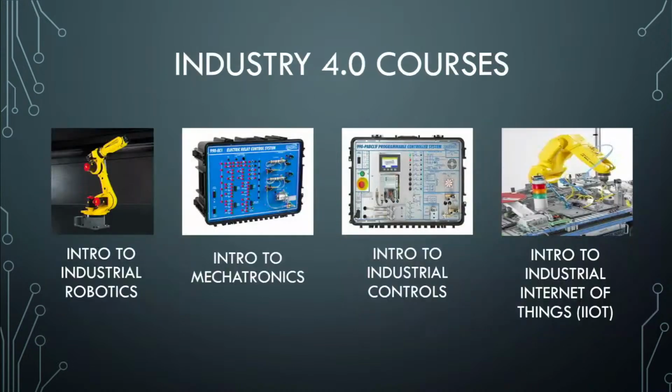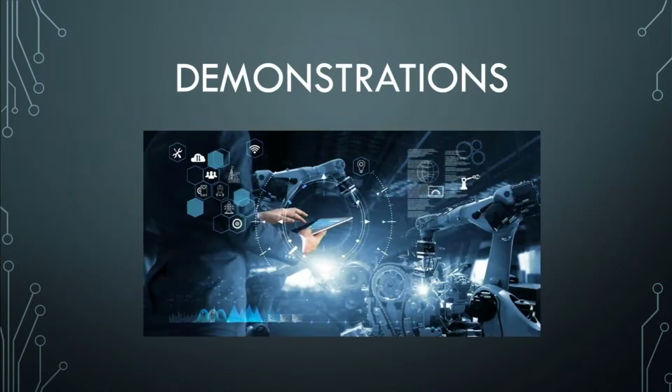So the 4 courses we offer here for Industry 4.0 is the Intro to Industrial Robotics, which is that trainer over there. Intro to Mechatronics, which is an example of these three trainers here. Intro to Industrial Controls, which is the next level. And then Intro to the Internet of Things, which gets into more of the smart sensors and connectivity of different systems. So now we're going to do a little demonstration.